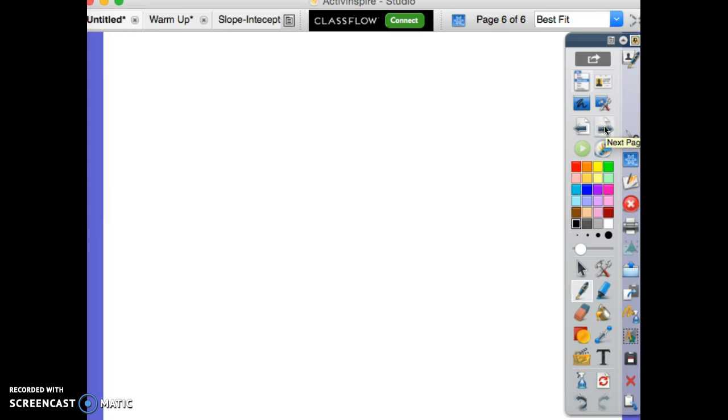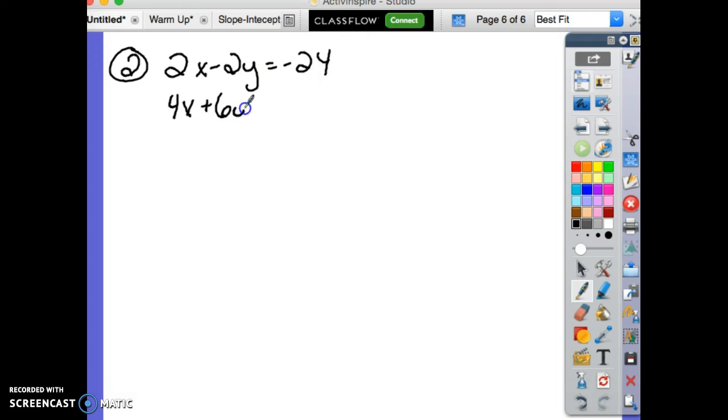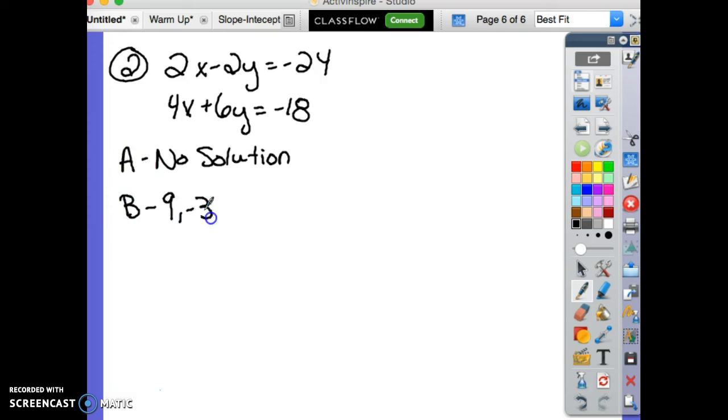Okay, well, let's look at number 2. So number 2, we have 2x minus 2y equals negative 24, and 4x plus 6y equals negative 18. So A says no solution. So if none of the other options work, then we know A is the answer. B says 9, negative 3.